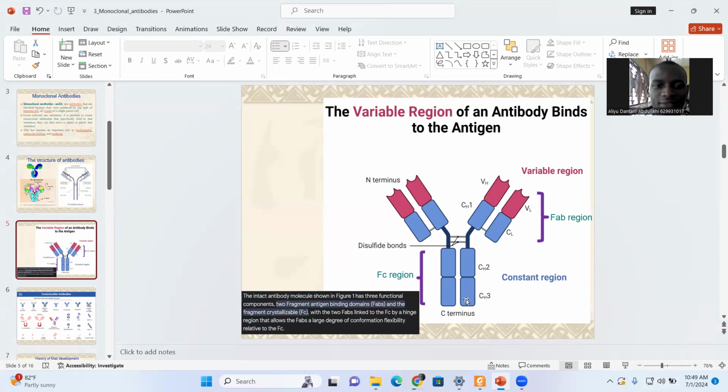This constant region here, the FC region, is made up of domains. This rectangular looking shape you're seeing here is called a domain. If you still remember protein biochemistry, you should know what I'm talking about. Or if you don't, you can still browse any biochemistry text. The homodimer, heterodimer, I don't want to go deep into that, but at least you get what I'm trying to say. So you have 1, 2, 3, 4 domains there in this constant FC region.